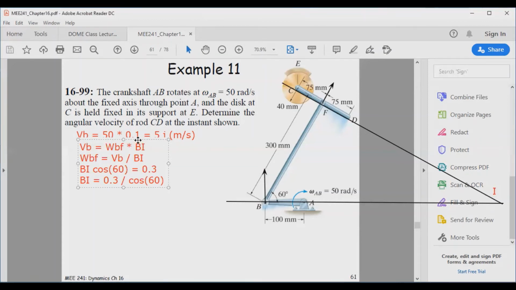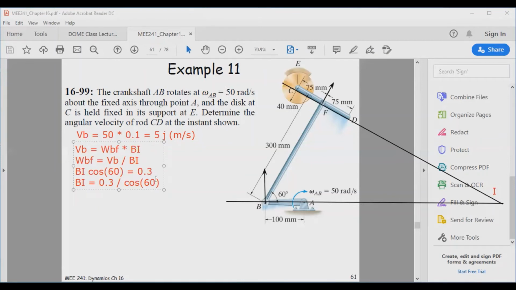Okay, do you guys still see my screen here? Yes. Okay. So now I got BI, now I can get omega BF. It is going to be equal to VB, which is 5, the value of it right now, divided by 0.3 times cosine 60. So now we get the angular velocity of BF, right? How can I proceed from here to be able to find the rest?